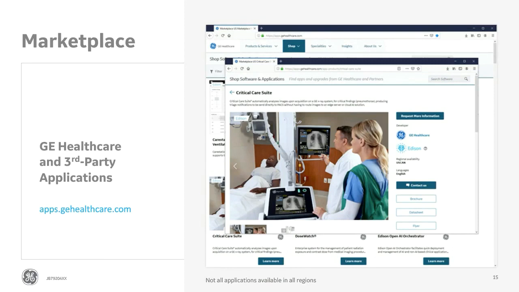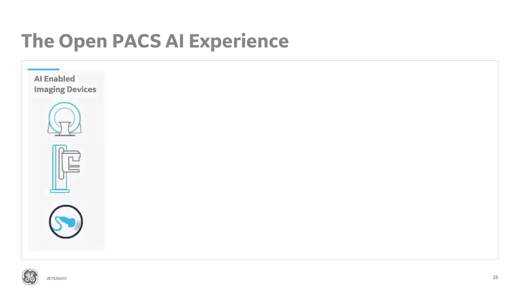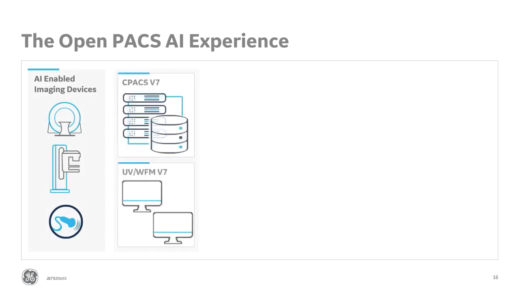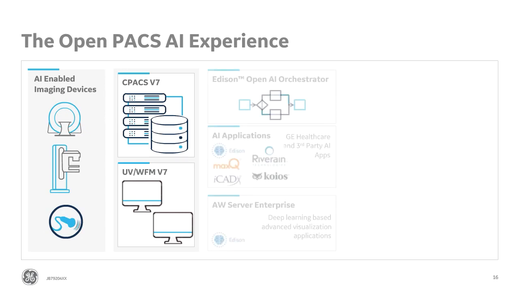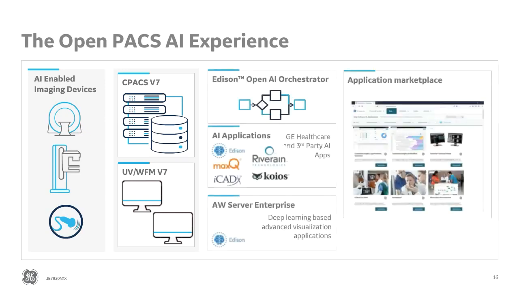So all this adds up to what we call the Open PACS AI experience, as it allows our Centricity PACS to incorporate and utilize AI results coming from a wide variety of sources. It can come directly from a scanner or an edge device connected to a scanner. It can be acquired from GE HealthCare or a wide variety of third-party AI vendors. It's orchestrated by a flexible and scalable workflow engine that's part of the PACS, and it's flowed to your radiologist's existing reading workflows through a uniform and seamless experience, both in the Centricity Workflow Manager and the Universal Viewer.